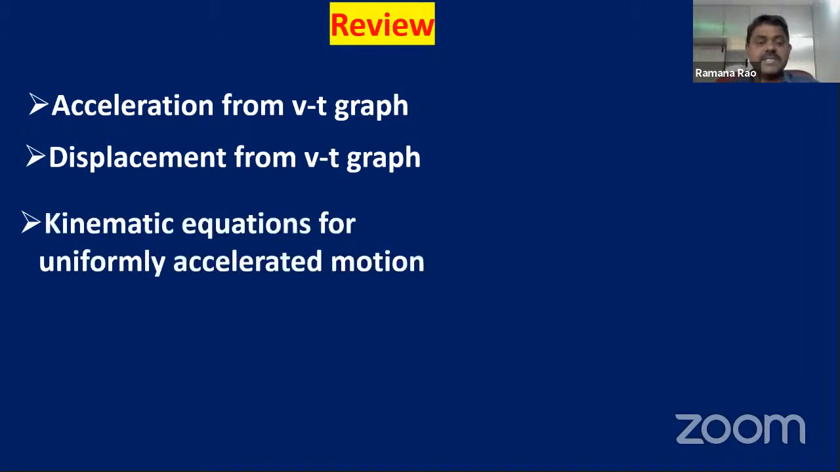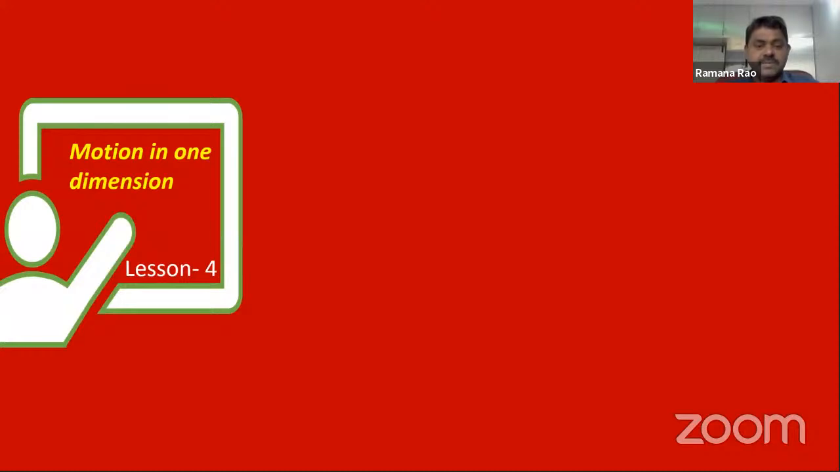So kinematic equations for uniformly accelerated motion: v equals u plus at. Those are all the equations. Now, let us try to continue our session.